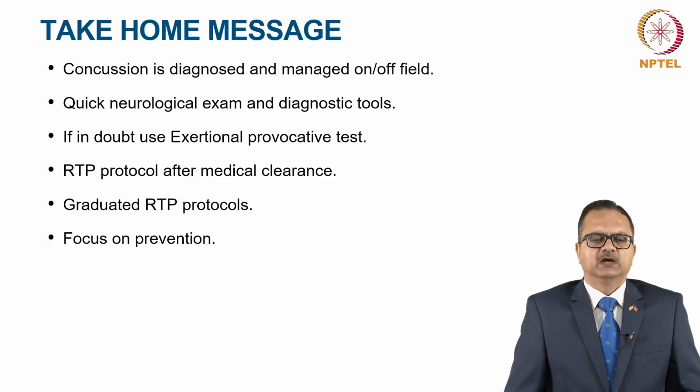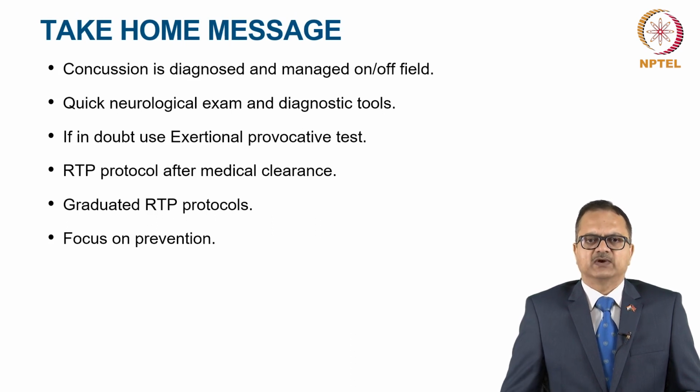Take-home message. A concussion can be diagnosed and managed on-field and definitely off the field. You must do a quick neurological examination and use diagnostic tools such as SCAT-6. If you are in doubt, use the exertional provocative test because it causes the athlete to exert in a safe and controlled manner. And if there are hidden signs and symptoms of concussion, it can be picked up.